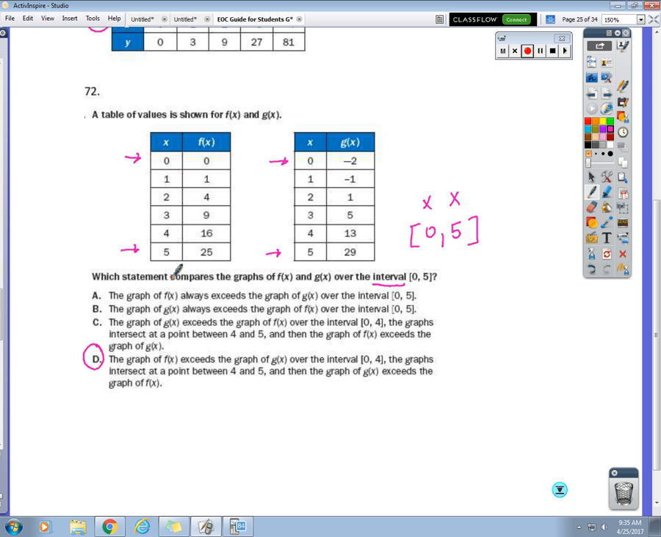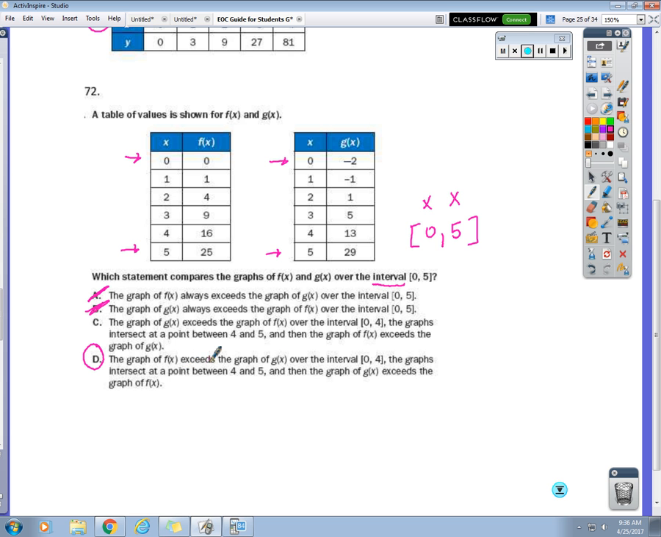so the graph of f of x always exceeds, is f of x's y values always bigger than g of x? No. The graph of g of x always exceeds. Are the g of x values always bigger than the f of x values? No. Like right here, until you get to this one, these values are actually smaller, right? So that one's out. The graph of g of x exceeds the graph of f of x over the interval 0 to 4. By the time it made it to the 4s, was the g of x bigger? No, at that point the f of x was still bigger.